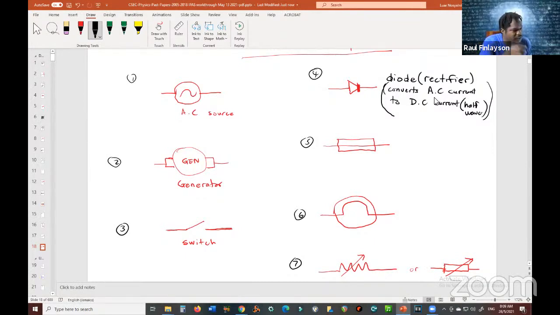Sometimes we have to convert the AC to the DC for it to be used. And that's where these things come in now. So we have to know a little bit about that. All right. So that's where it is, guys.